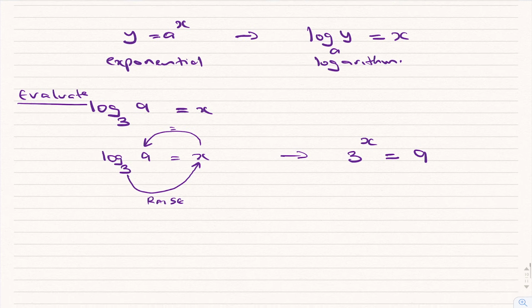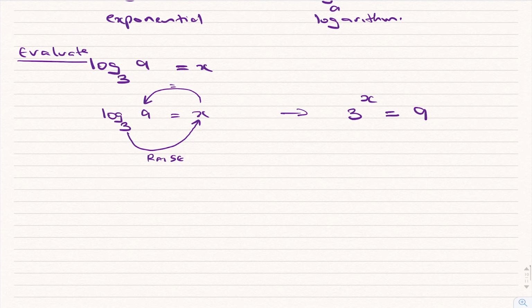So that's good. But we also know the clue is also here. The base is 3. So we can write 9 as 3 times 3. So that meant 3 to the power of x equals 3 squared, because that's 3 to the power of 1 times 3 to the power of 1. We add the power if the base is the same.